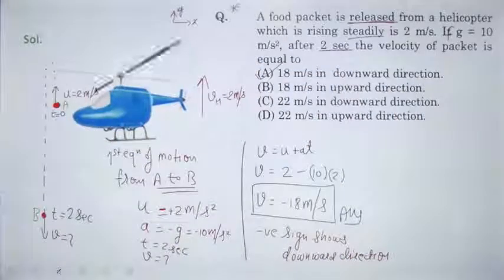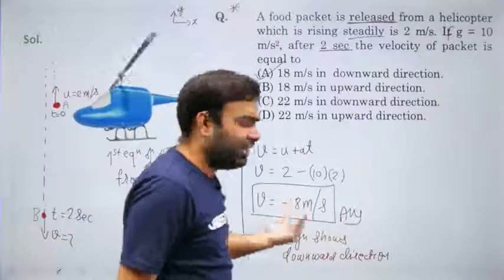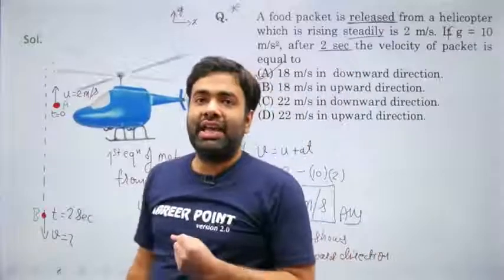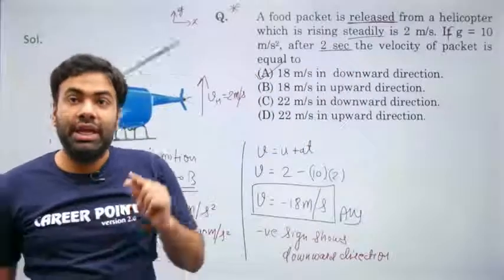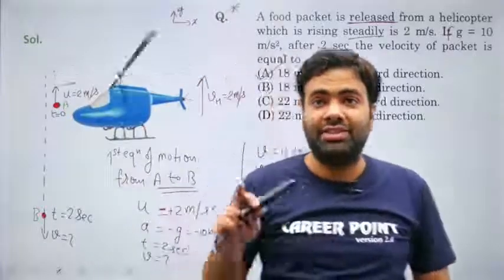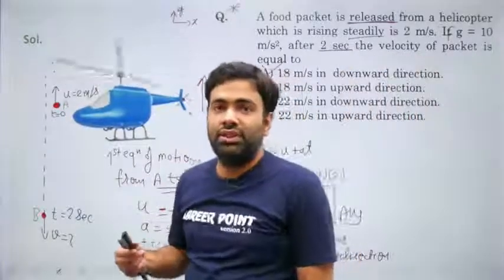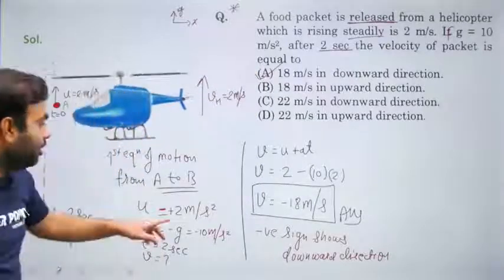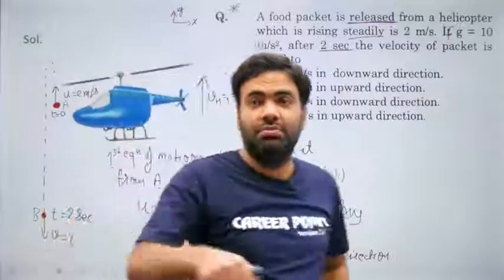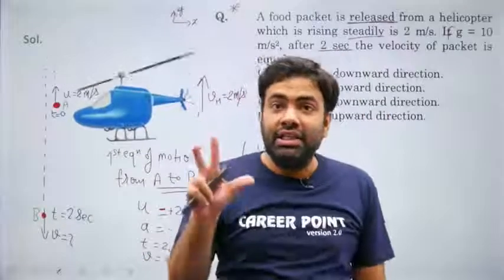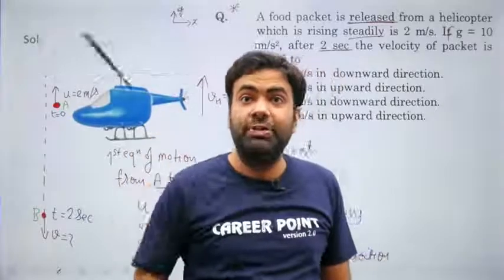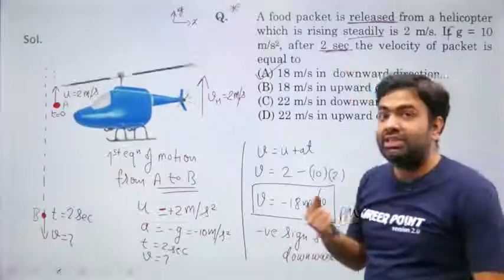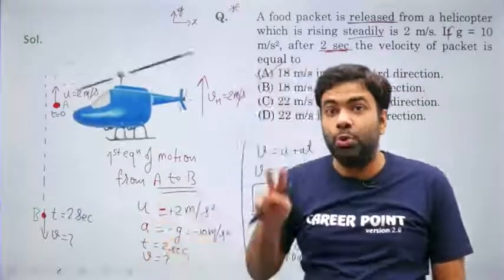Now we can also do this question by the definition of acceleration. In the topic of acceleration, I told you that velocity increases in the direction of acceleration, and because acceleration is constant, the increase in velocity will be the same in equal intervals of time. Acceleration is minus 10, that means acceleration is in downward direction. So in 1 second, the increase in velocity in downward direction will be 10 meter per second, and in 2 seconds, it will be 20 meter per second.